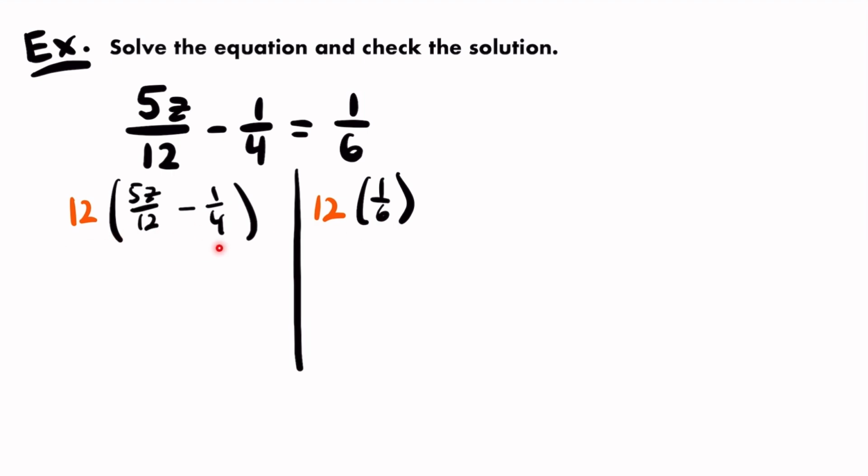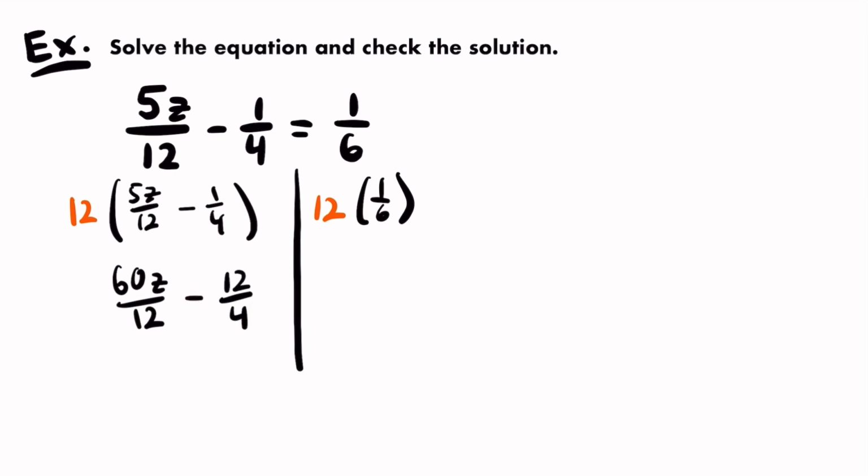We need to use the distributive property on this side. We need to multiply 12 by both of these terms. So we're going to multiply 12 into the numerator of this fraction. We'll have 12 times 5z, so 12 times 5 is 60. So you'll get 60z divided by 12, and then 12 times negative 1/4. That will give you this. We'll have negative 12 divided by 4.